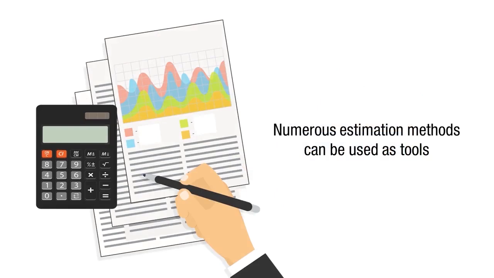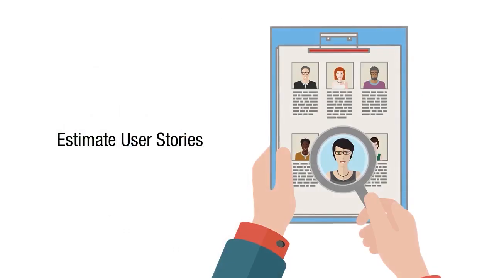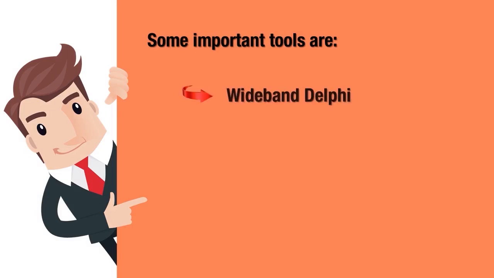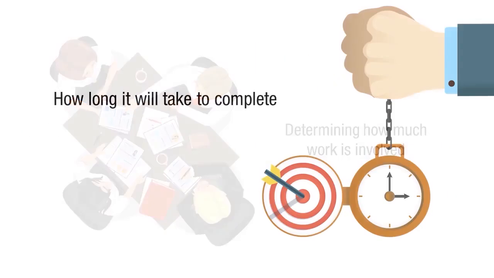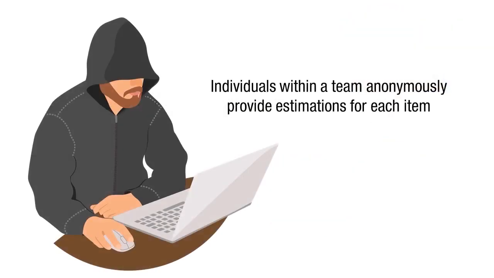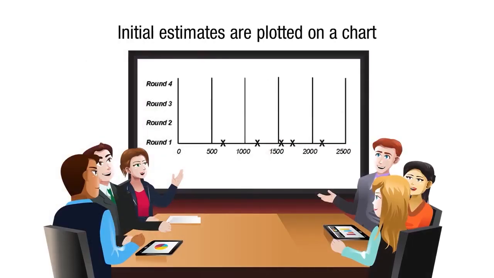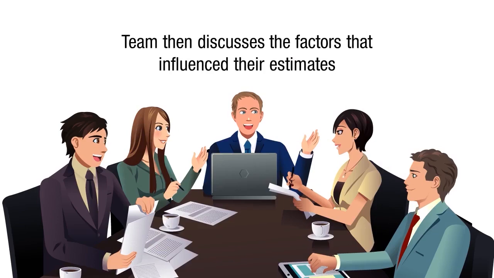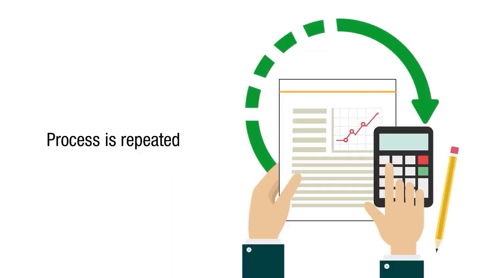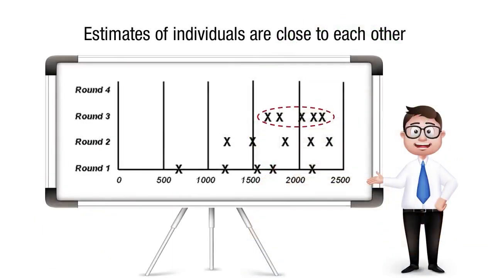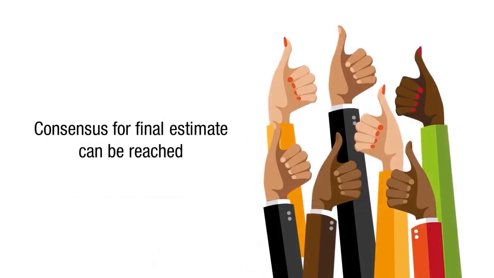Numerous estimation methods can be used as tools to estimate user stories. Some important tools are: let's begin with Wideband Delphi. Wideband Delphi is a group-based estimation technique for determining how much work is involved and how long it will take to complete. Individuals within a team anonymously provide estimations for each item, and the initial estimates are plotted on a chart. The team then discusses the factors that influence their estimates and proceeds to a second round of estimation. This process is repeated until the estimates of individuals are close to each other and a consensus for the final estimates can be reached. The second technique is planning poker.